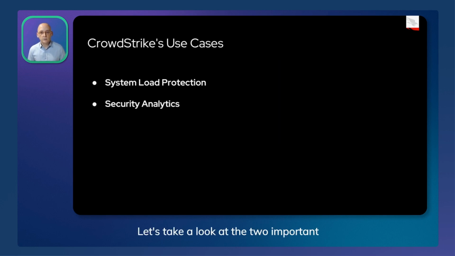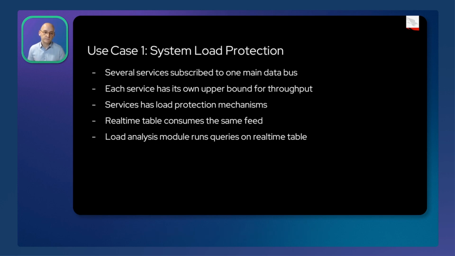Let's take a look at the two important use cases for our real-time analytics service. The first one is system load protection, and the other one is security analytics. Let's start with the business problem of the system load protection use case. We have tens of microservices that are listening to events from a main Kafka topic. While some of those services are handling front-end requests, which require high throughput, the other services are working to build some context over the events, which takes more time to complete each request. All of those services are running under strict SLAs and SLOs.